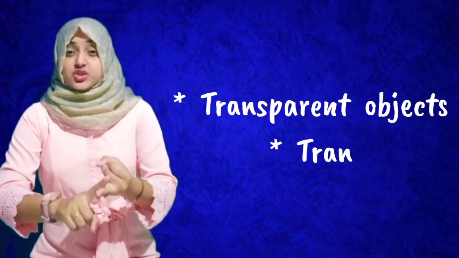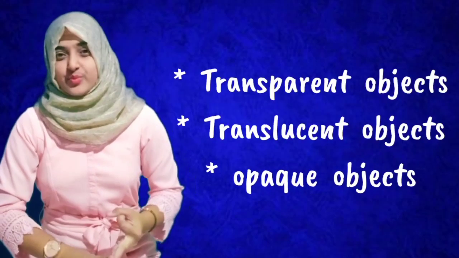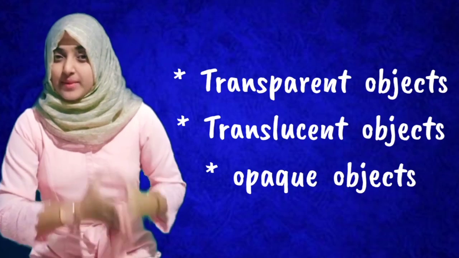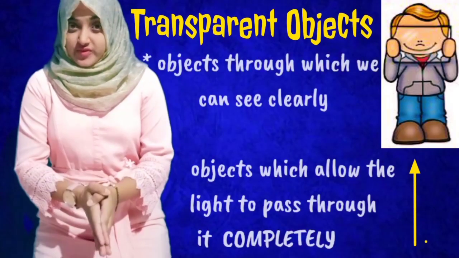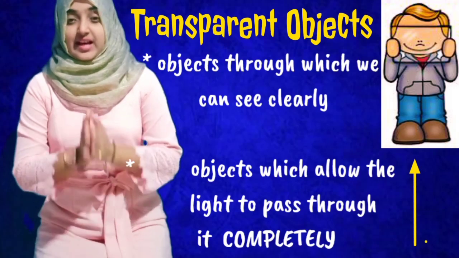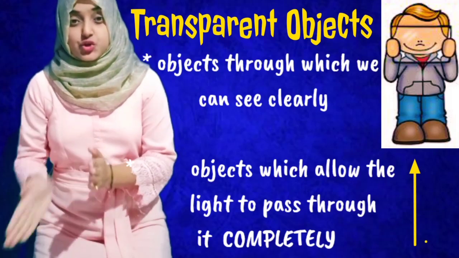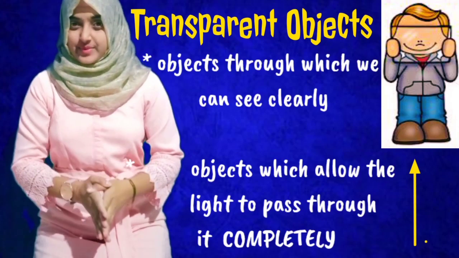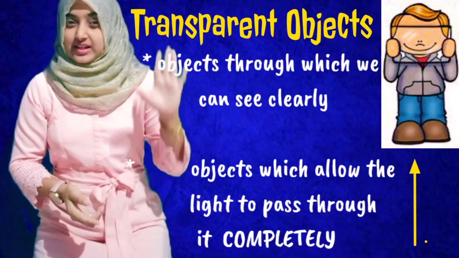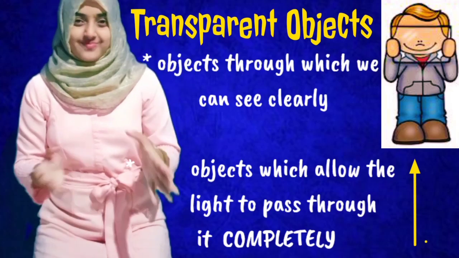Children, there are objects that can be classified based on their transparency, such as the transparent objects, the translucent objects, and the opaque objects. So let us study one by one what these are. Firstly, the transparent objects. The objects through which we can see clearly, and that allow the light to pass through, are called the transparent objects. For example, the air, water, glass, polythene sheets, etc.